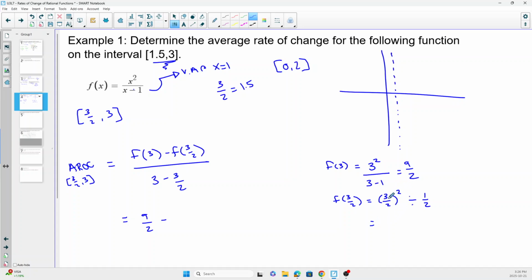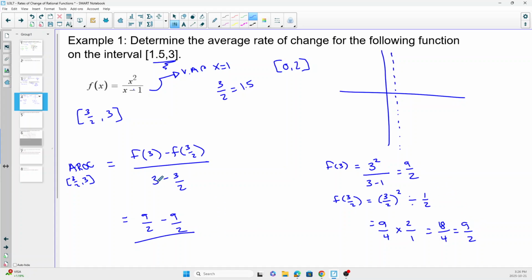When you have an exponent being applied to a quotient, you have to apply it top and bottom. So this becomes 3 squared over 4 squared, which is 9 over 4. When you divide by a fraction, you keep the first fraction, you change your sign to multiplication, you flip the second fraction. So this becomes 9 times 2, which is 18 over 4. And I could divide top and bottom by 2 and get 9 over 2. Isn't that interesting?